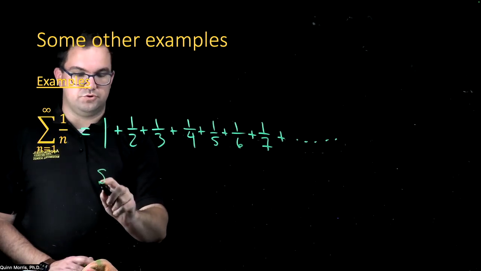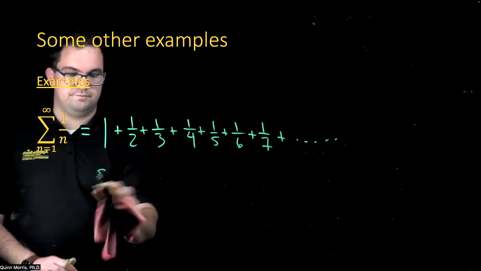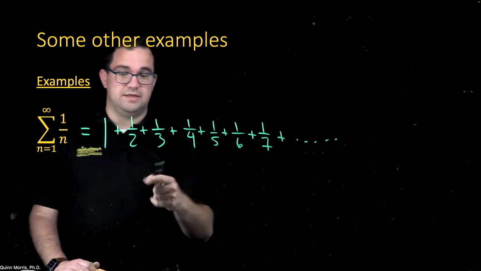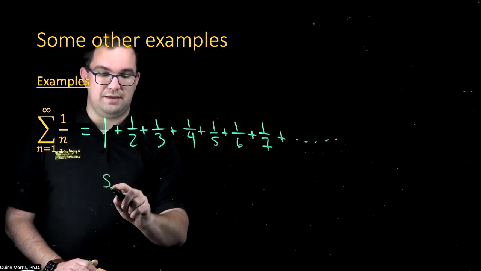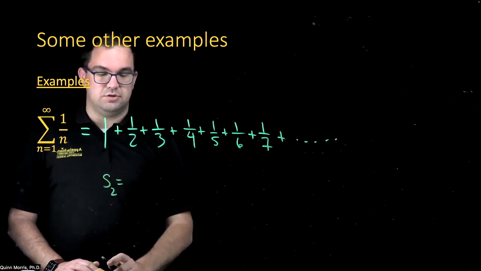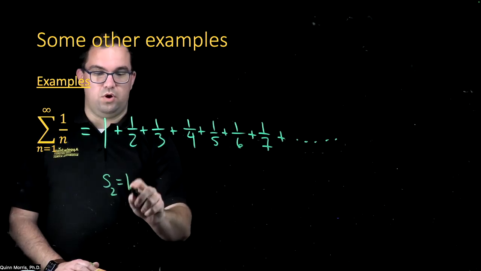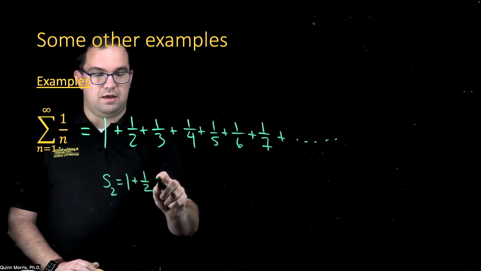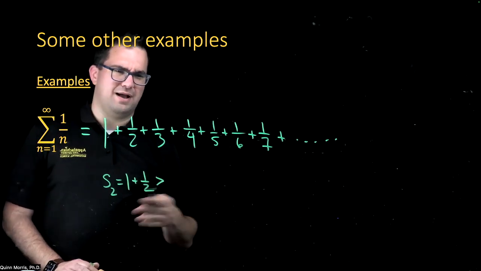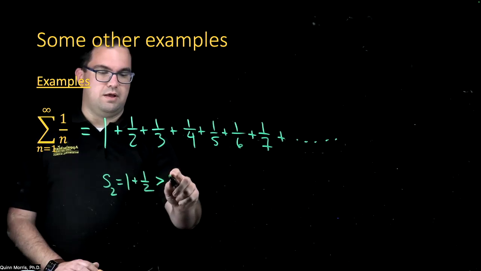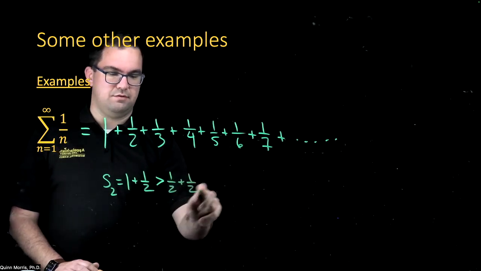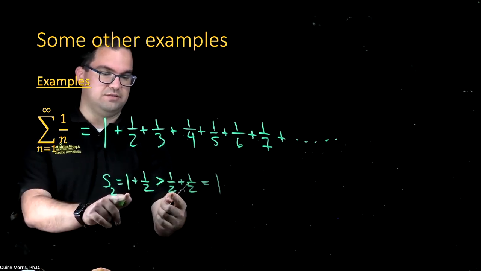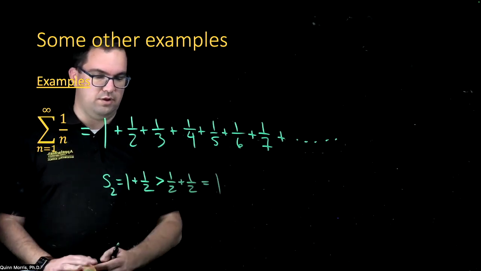So looking at the first partial sum, I'm not going to look at every partial sum. I'm just going to look at some of them. So I'm going to start by looking at the second partial sum. Okay, so the second partial sum is 1 plus 1/2. And I'm not going to calculate that directly, although I could easily enough, right? But I'm going to notice that that's greater than 1/2 plus 1/2. So all I've done is made that one smaller, and that's equal to 1.